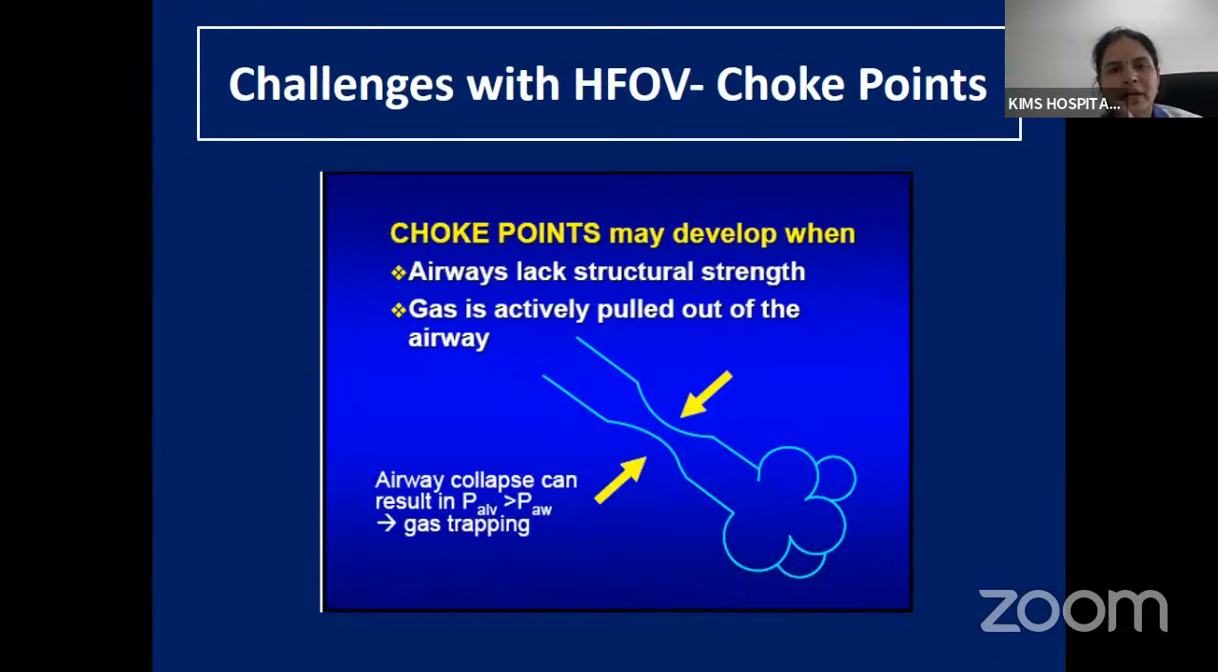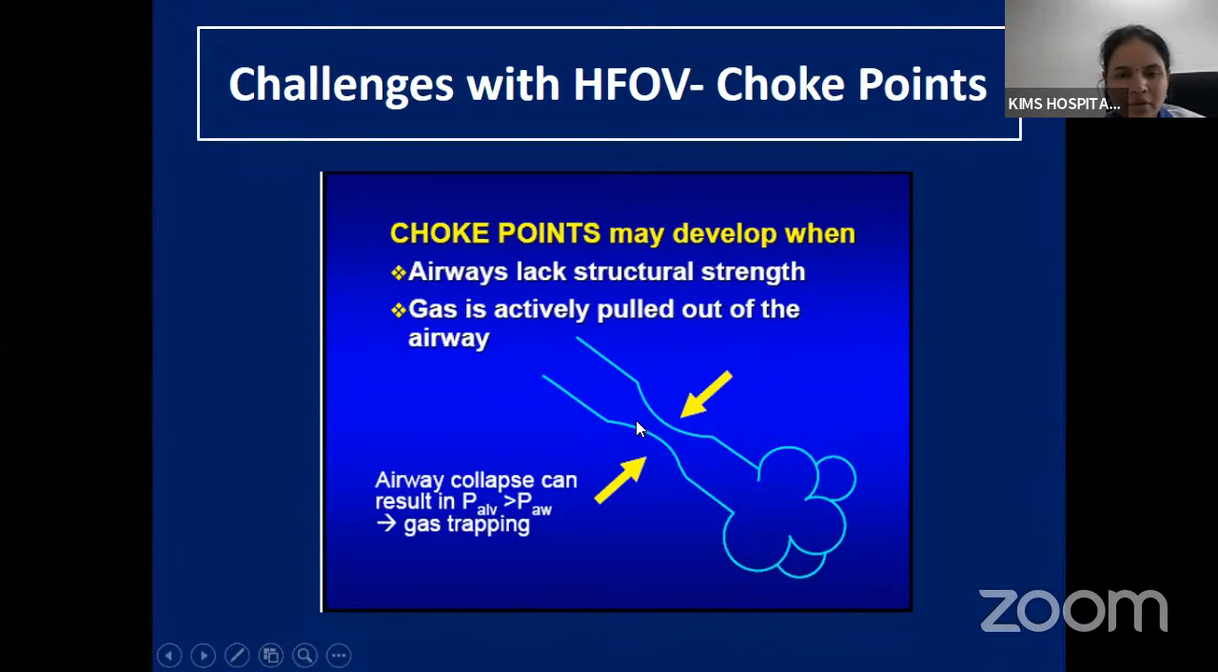So we have discussed various settings. We started with MAP. We discussed the open lung strategy. Then we discussed amplitude, how we decide the initial amplitude, how we increase or decrease it based on the clinical parameters and the blood gas, and finally frequency. Now we'll discuss some of the challenges or complications with high frequency ventilation.